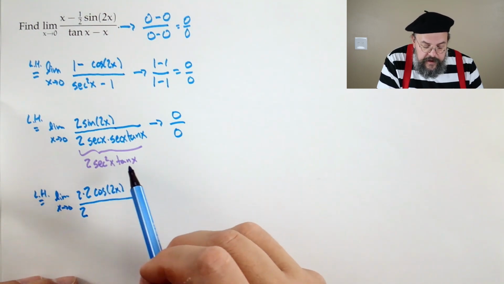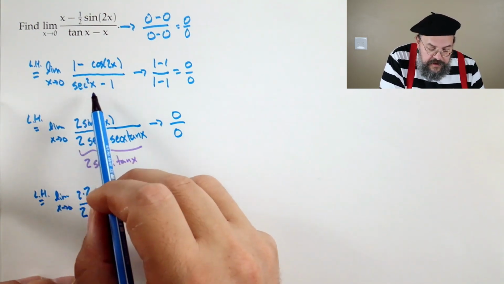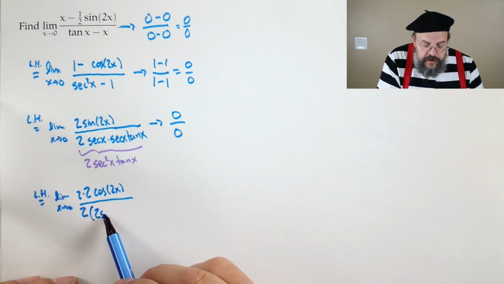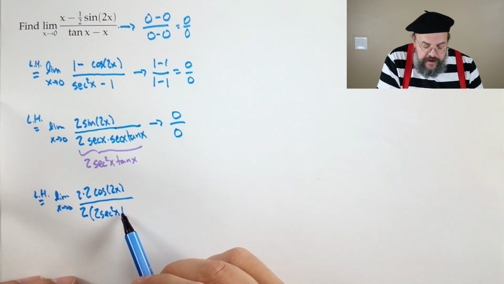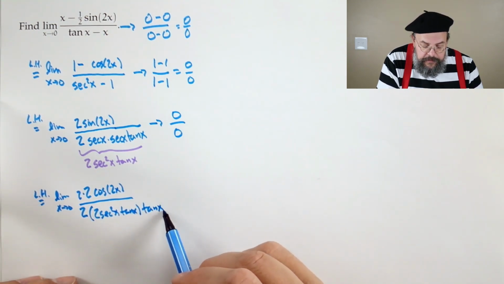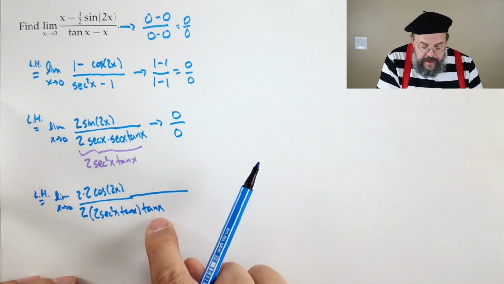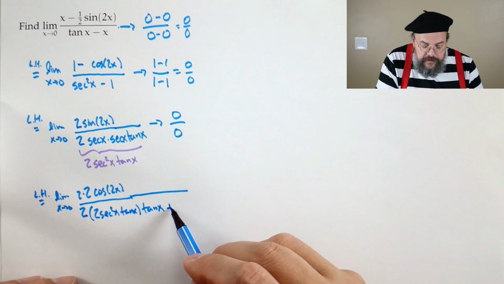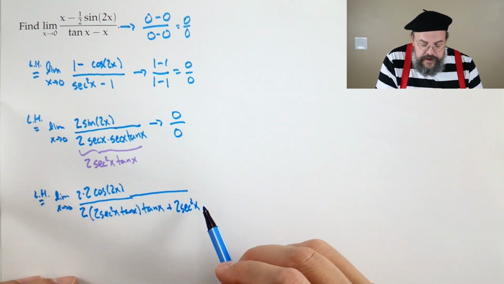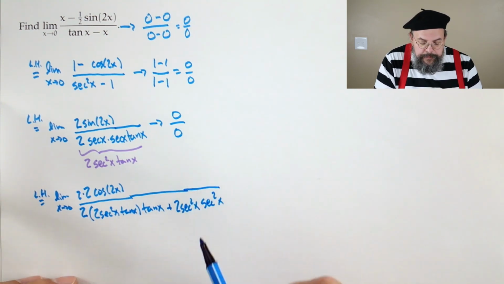Now, secant squared x times tangent x. So the derivative of secant squared x, well, we took the derivative of secant squared x when we did that. So it'd be 2 secant squared x tangent x. That's the derivative of secant squared x times another tangent. Okay, so derivative of the first times the second plus the first, which is 2 secant squared x, times the derivative of the second, which is derivative of tangent is, again, secant squared.